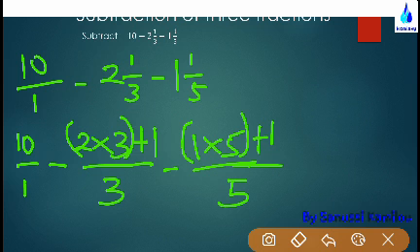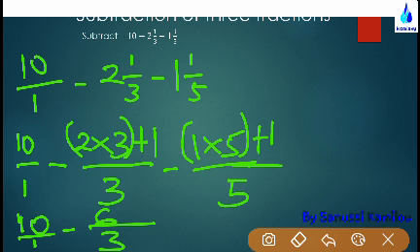So this will lead us to write 10 over 1, minus, we are having 2 times 3, which is 6, that's the one in the bracket, plus 1, over 3, minus 1 times 5, which will give us 5, plus 1, over 5.